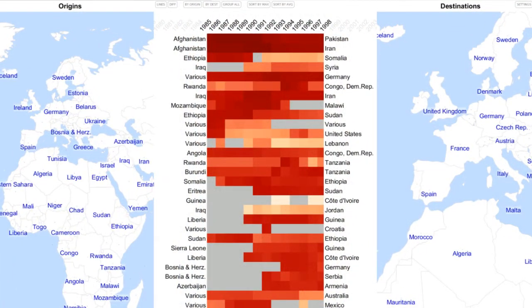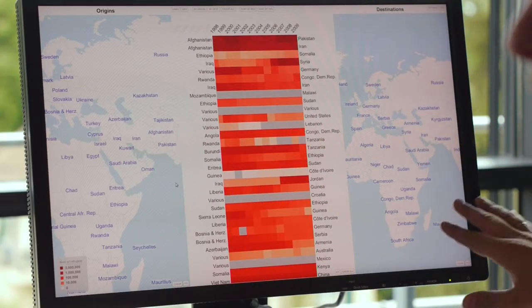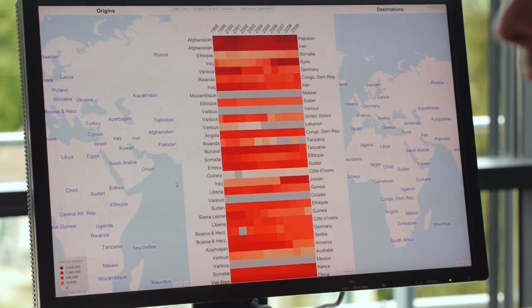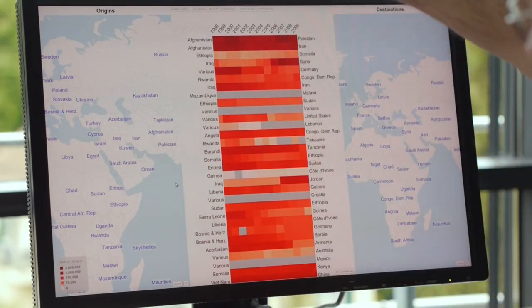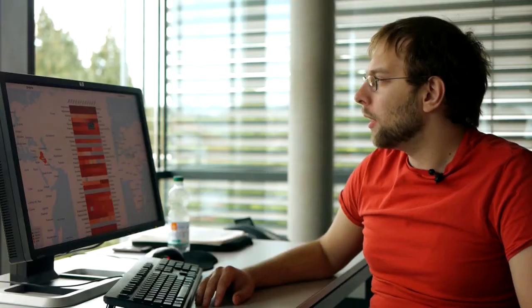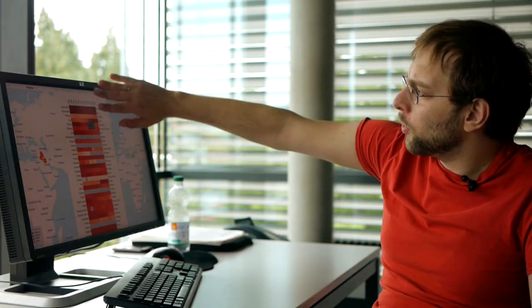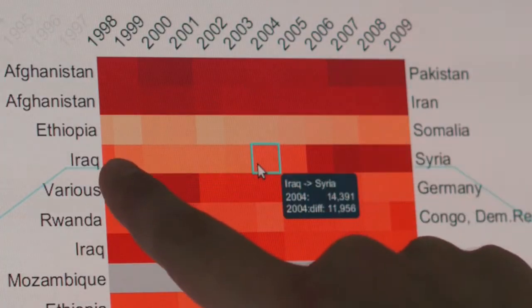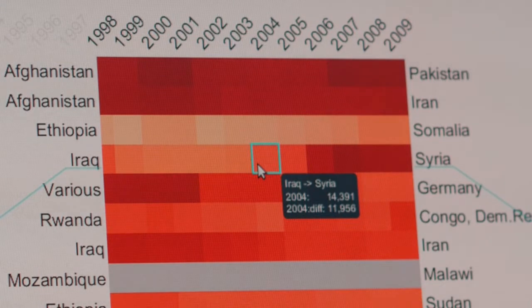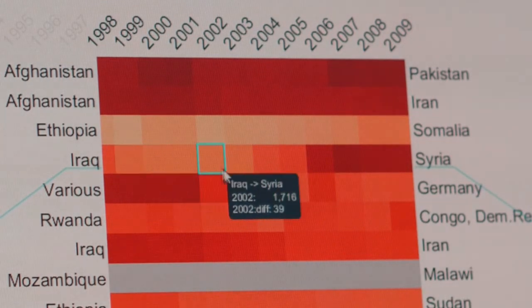In Flowstrates, the origins and the destinations are shown in 2 separate maps, and the temporal changes of the flows are shown in a separate view in the middle. In this abstract view, the columns correspond to the years, and each row corresponds to a specific flow between a specific origin and destination, so we can see how this flow was changing over time.